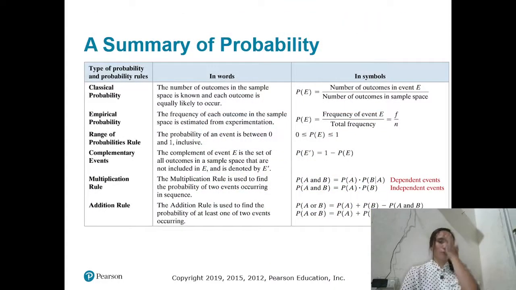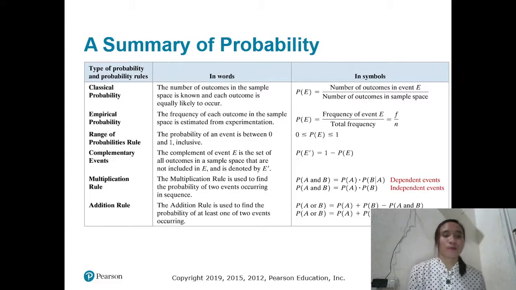A summary of probability: types of probability in words and in symbols. First, classical probability: the number of outcomes in the sample space is known and each outcome is equally likely to occur. The probability of event A is equal to the number of outcomes in event A over the number of outcomes in the sample space. Second, empirical probability: the frequency of each outcome in the sample space is estimated from experimentation. The probability of E is equal to the frequency of event E over the total frequency.